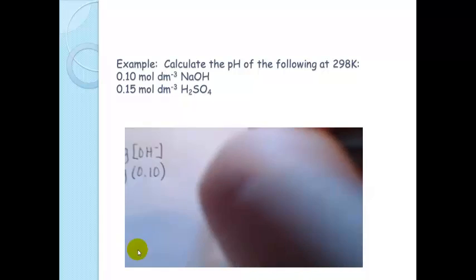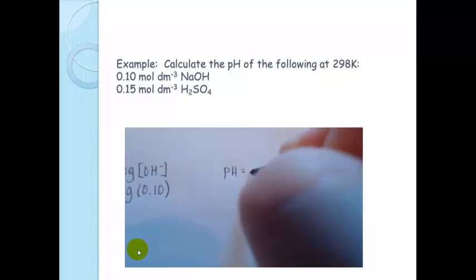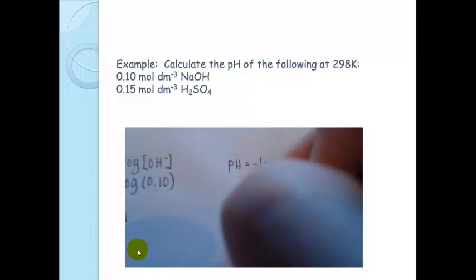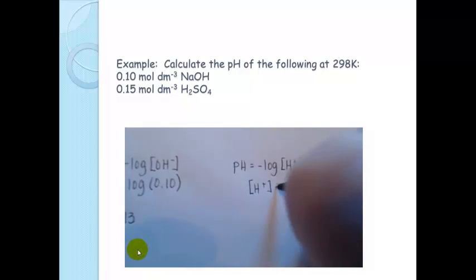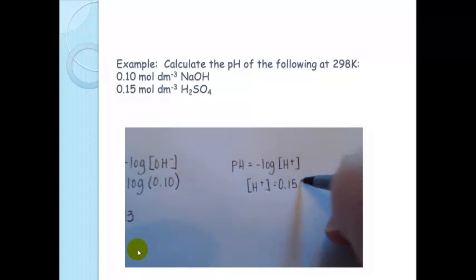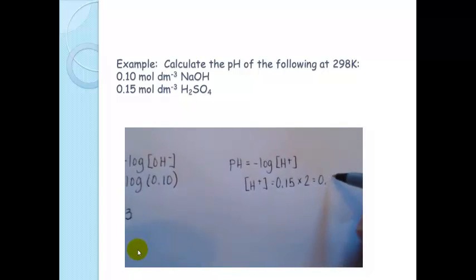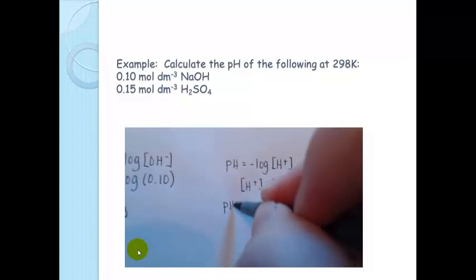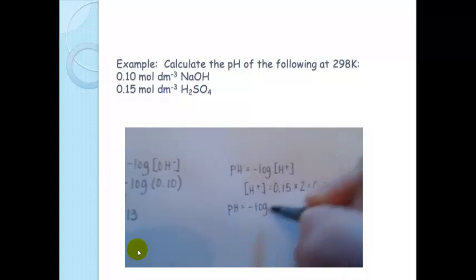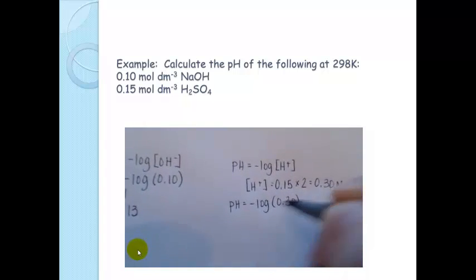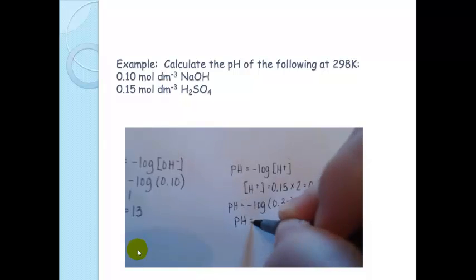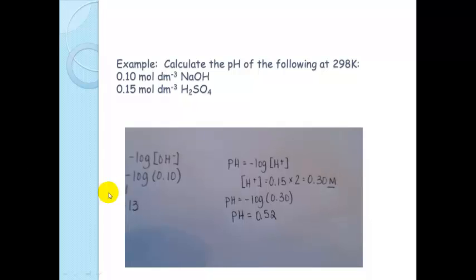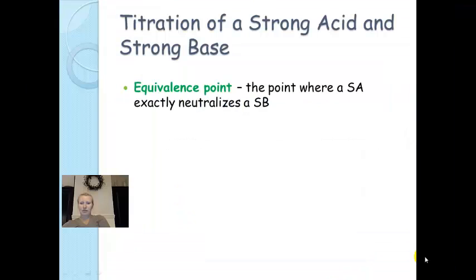To find the pH of sulfuric acid, we know we're going to use the negative log of H+, because sulfuric acid contains H+. And to find the concentration of H+, we know there's 2 H's for every sulfuric acid. So 0.15 times 2 gives us a concentration of 0.3 molar for H+. So when we plug this into our formula, we get a pH equal to 0.52, which is a very strong acid, a very low pH.